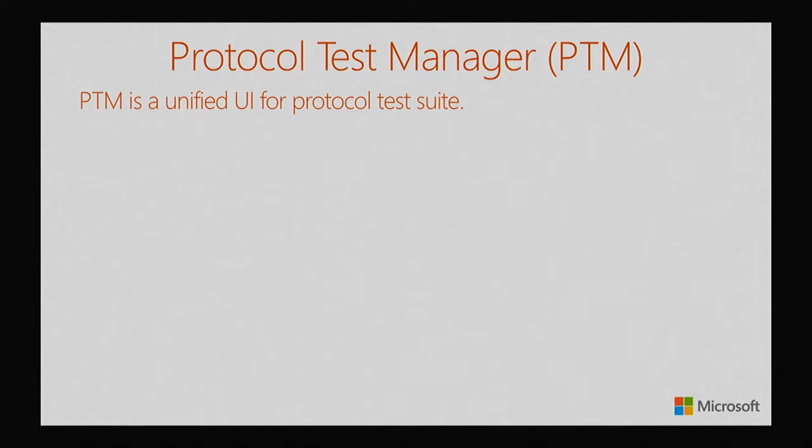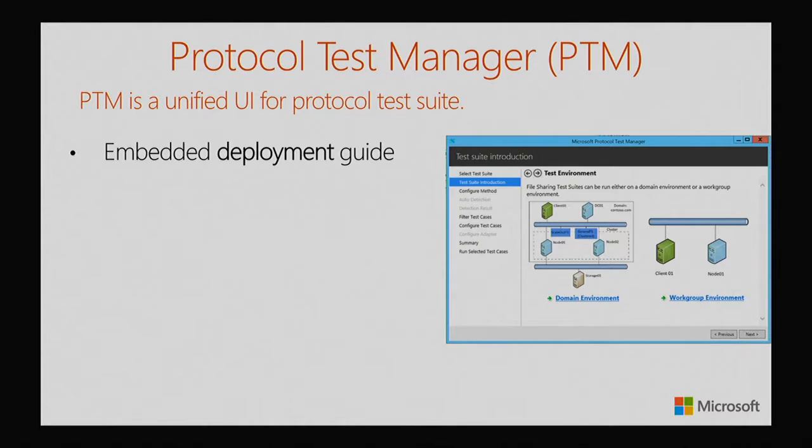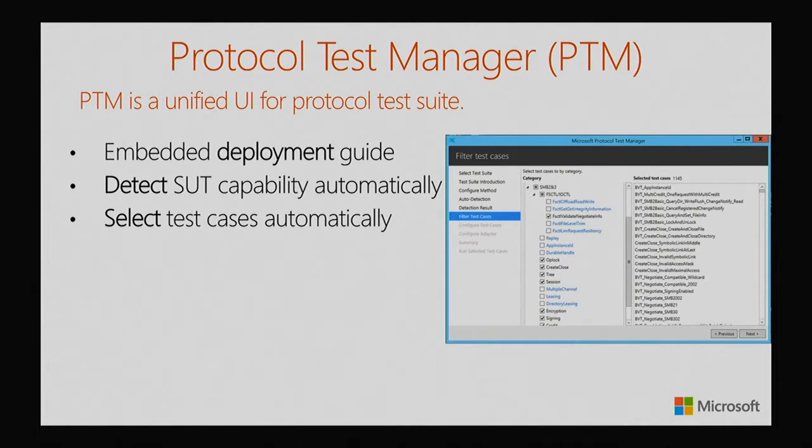Okay, so the next one, we'll talk about the UI tool for you to run the protocol test suite. We call it the PTM, the Protocol Test Manager, and it's a UI tool. So first you will see a UI where you can select a test suite, then you can do the test suite environment deployment based on this UI. So it has an embedded deployment guide. The second one is it can detect the SUT capability automatically.